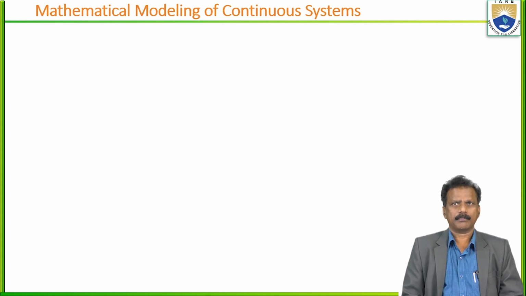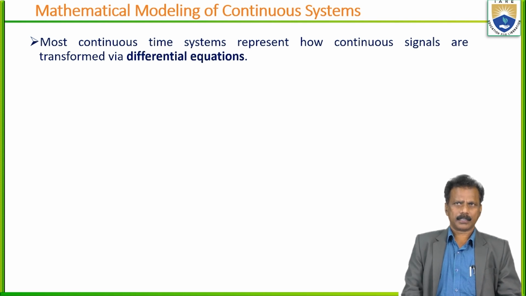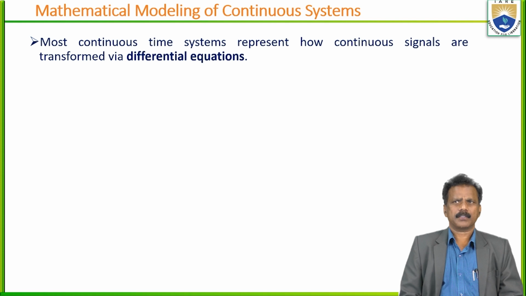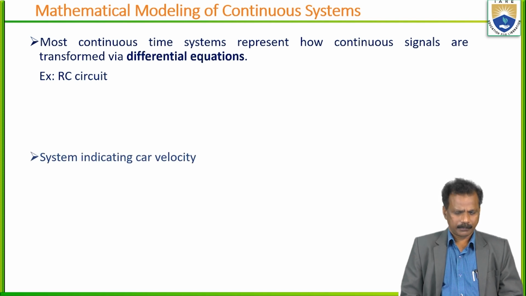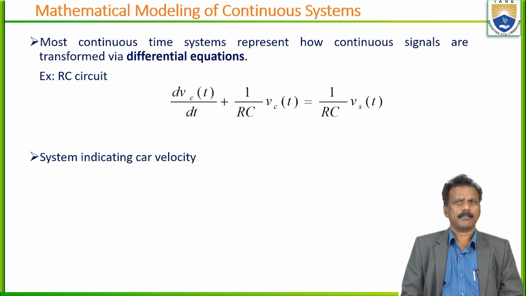So now coming to the mathematical model of continuous systems. Most continuous time systems, because we are considering that our system, just now we have verified the system, but here in terms of the continuous system, what are the mathematical models or notations involved based on this particular signal? The signal may be a continuous signal. Most continuous time systems represent how continuous signals are transformed via differential equations. Example, RC circuit, and a system indicating the car velocity.